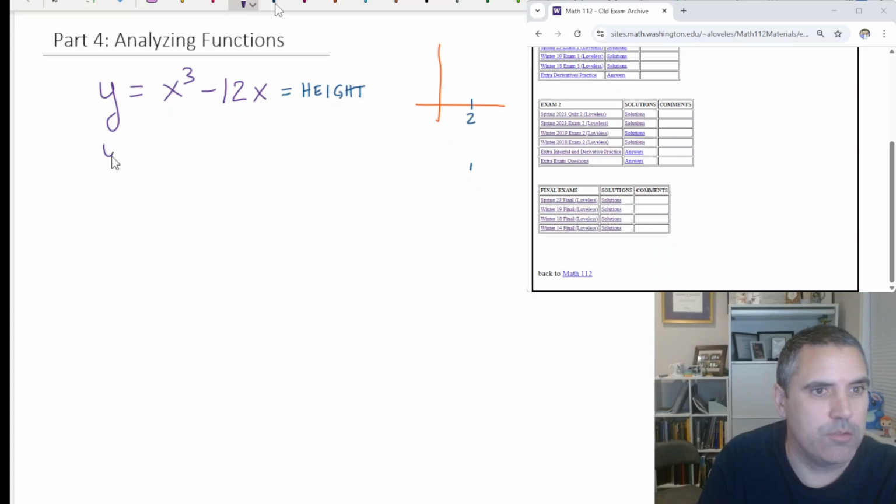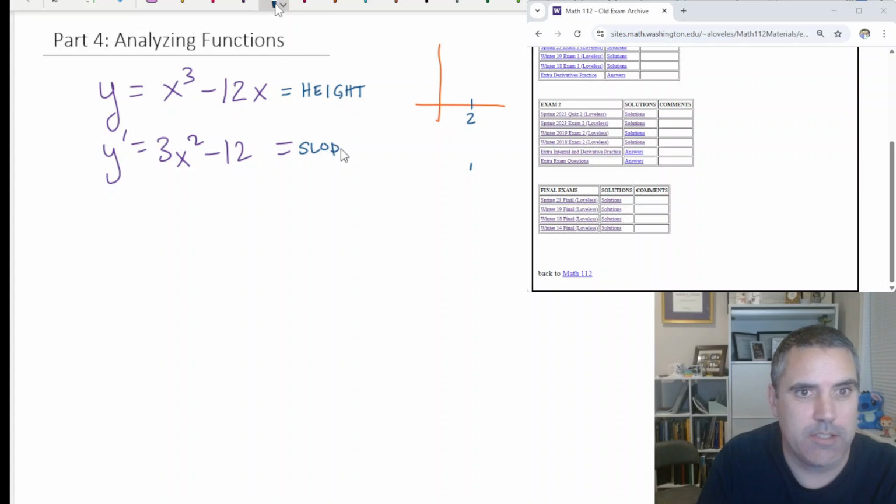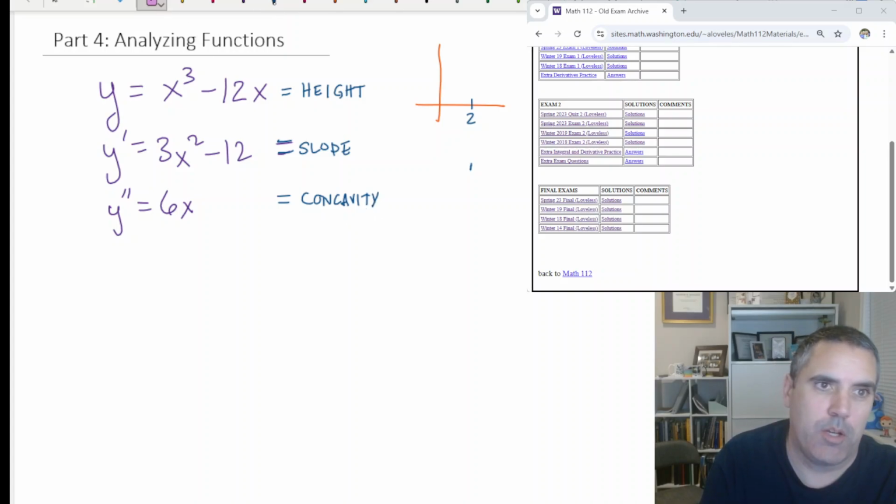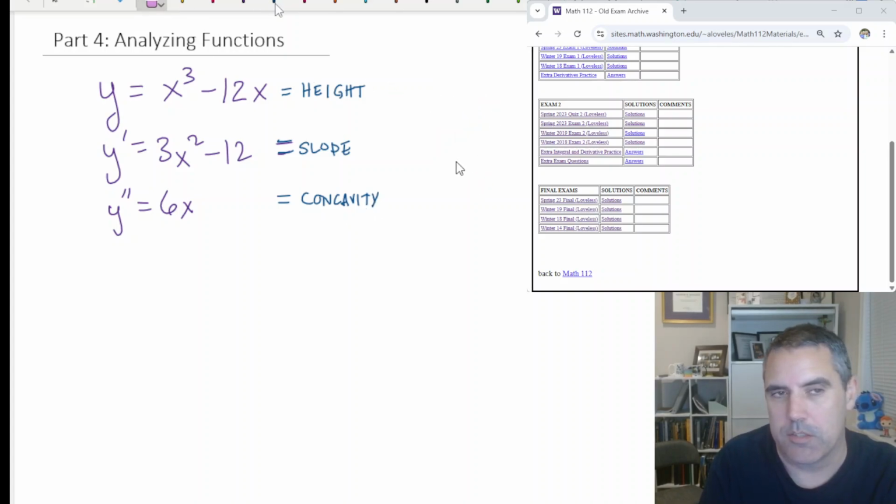The derivative tells you the slope, 3x squared minus 12. And what we mean by slope is slope of the tangent line. There are secant lines and other things we talked about in Math 111, but this is the slope of the tangent line. And then the second derivative tells us this thing we're calling concavity. And really the only thing we use that for is if the concavity is positive or negative, then we know the function's increasing or decreasing.